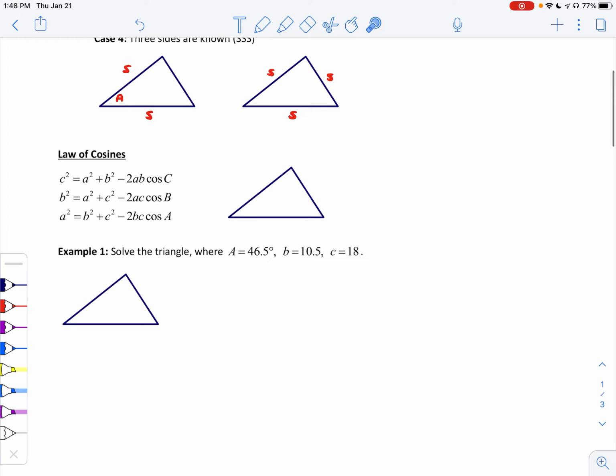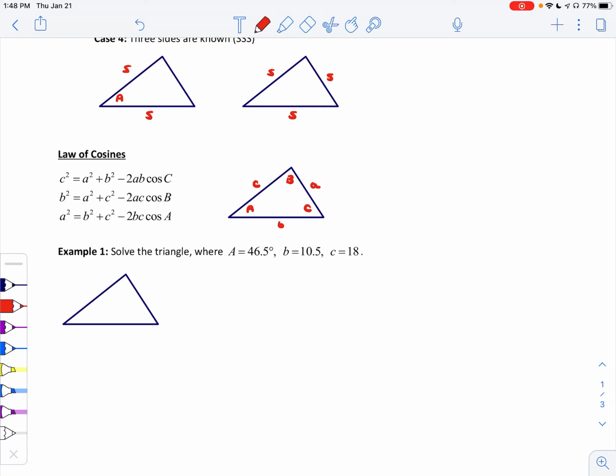Now here is the law of cosines. It has three different equations that we'll use depending on which pieces of information were given in the problem. You do not have to memorize these. They will be given to you on a formula sheet provided on the test. You just have to know how to use them. And just like with the law of sines, we're using capital letters A, B, and C to represent our angles, and lowercase letters a, b, and c across from those angles to represent our sides.